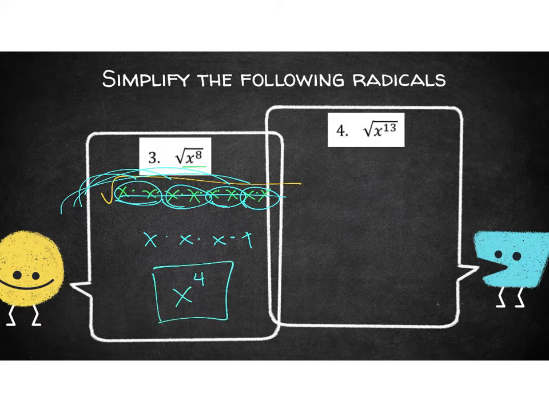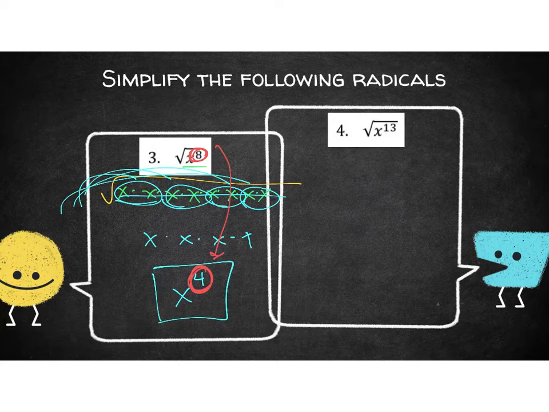I want you to start to pay attention to the relationship between the exponent that was underneath the radical expression and the exponent that is out of the radical expression when we're finished. So I had 8 x's underneath, and after I was done simplifying, I had 4 x's outside. So, watch for a pattern there. Let's take a look at number 4.